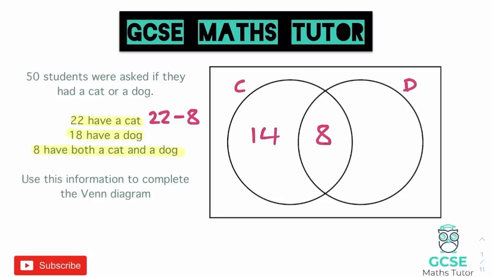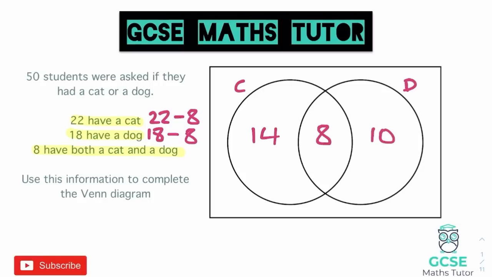And now you can check because these two numbers should add up to 22. So 14 and 8, do they add up to 22? The answer is yes, so we've got that correct. We can then move on to the 18 that have a dog. Now of course we've still got the 8 in the middle, so we would take away the 8 in the middle that have both away from the 18, and that leaves us with a total of 10. So 10 people have only a dog.